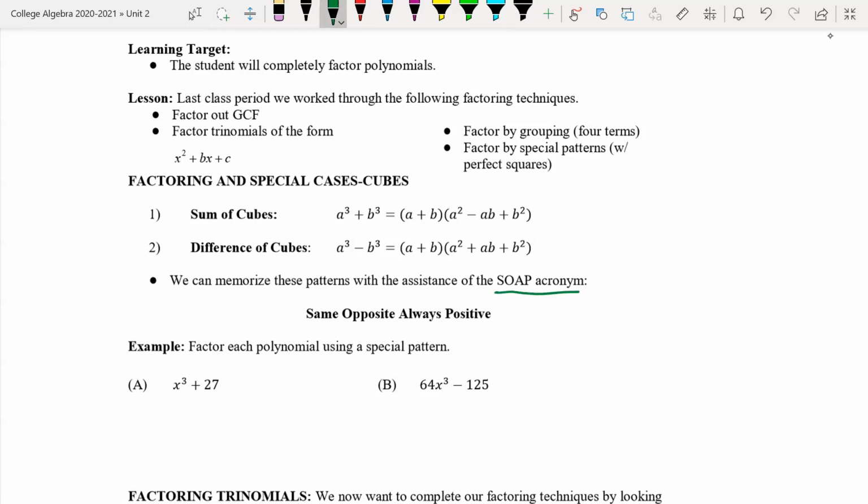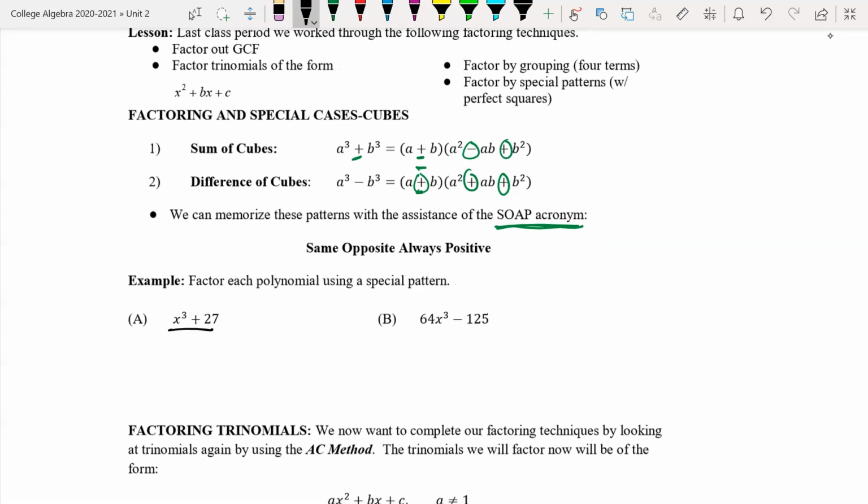The SOAP acronym does help with this. It's same, opposite, always positive. So what that means is the same sign is going to go first. And it's going to be the opposite sign second, and always positive at the end. Okay, so example, this right here.